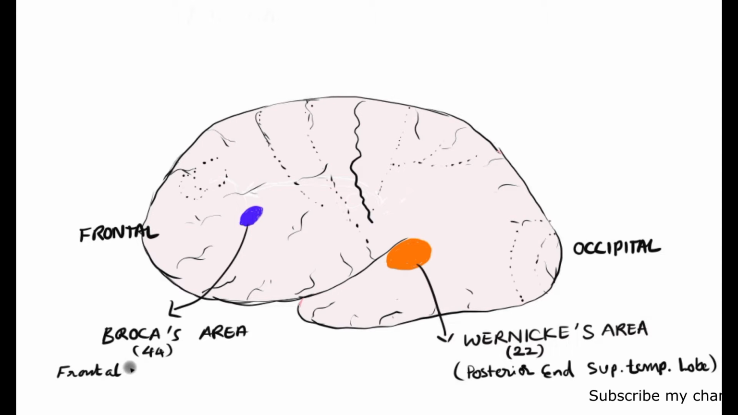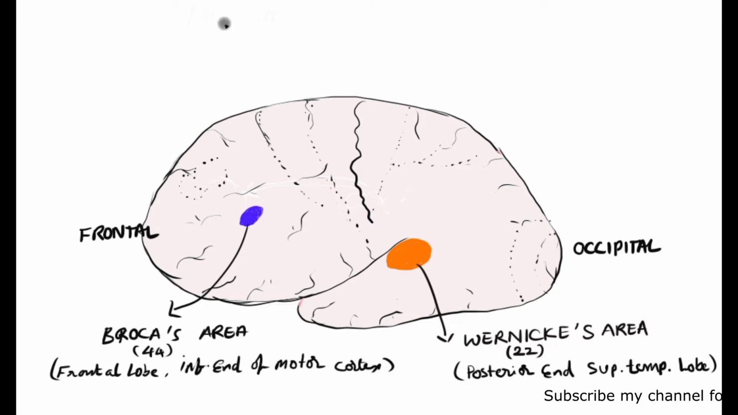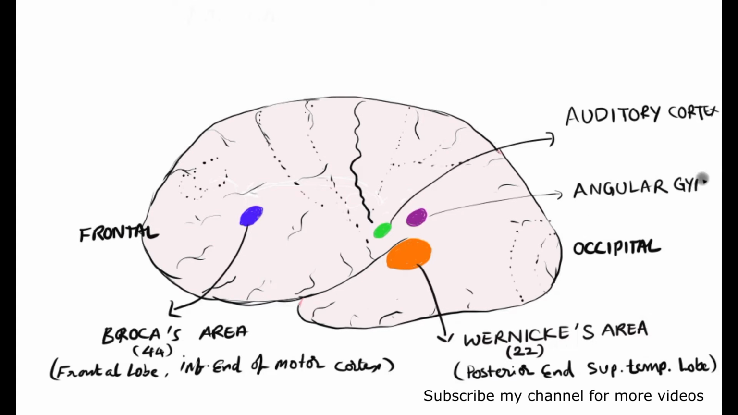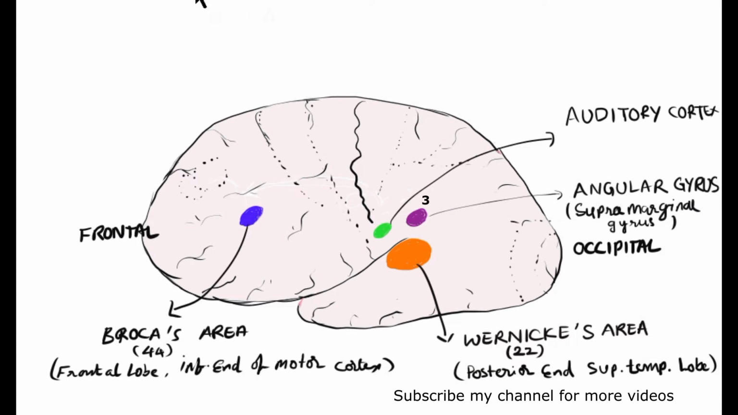Area number 44 is located in front of the motor cortex of the frontal lobe, just lateral to the motor association area. We have the auditory cortex. From there the fibers project to Wernicke's area for the processing of auditory related language information. And we have one more important area, area number 39 and 40, known as the angular gyrus, located in the supramarginal gyrus of the temporal lobe.